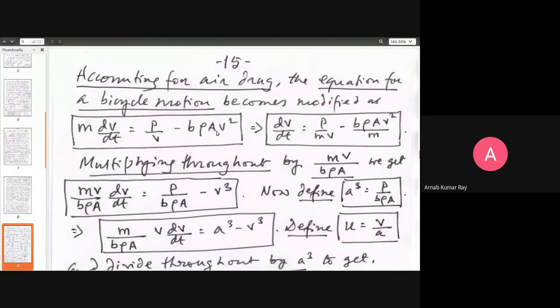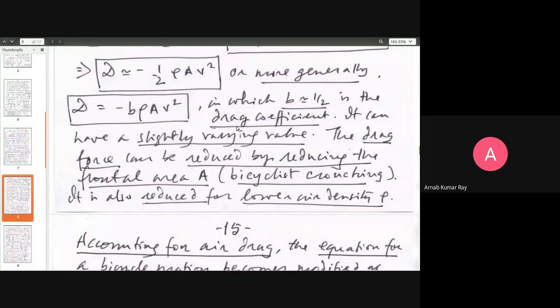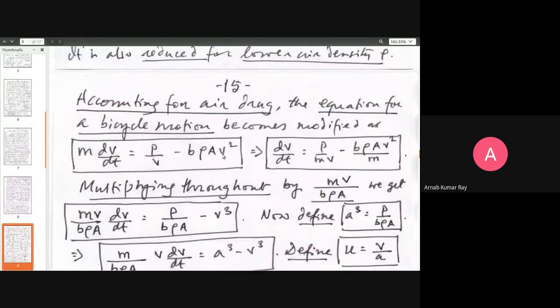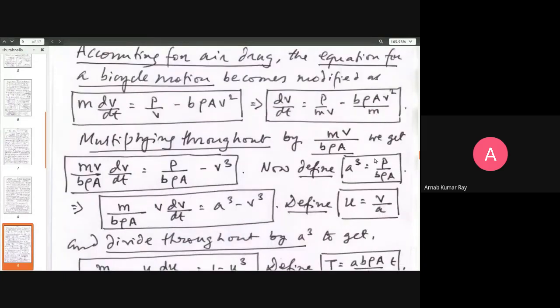But now this thing has to be accounted for. So it is minus b rho A v squared, as we got from this drag formula. So the equation for bicycle motion will have to be modified by this term. Again, as you can see, this is an autonomous equation. Taking the m to the right hand side, dv/dt will be equal to P/(mv) minus b rho A v squared by m.